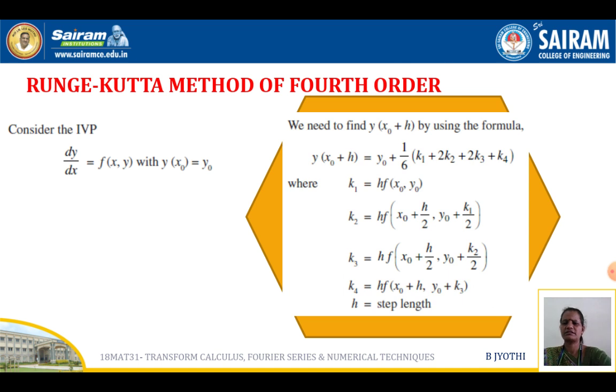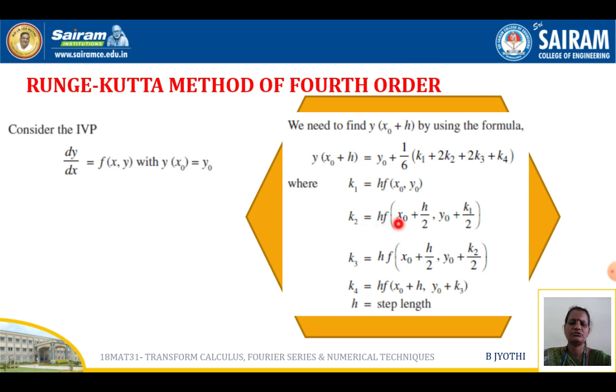dy/dx = f(x,y) with initial condition y(x0) = y0. So we need to find y(x0 + h) by using the formula y(x0 + h) = y0 + 1/6 (k1 + 2k2 + 2k3 + k4), where k1 is given by the formula h f(x0, y0).